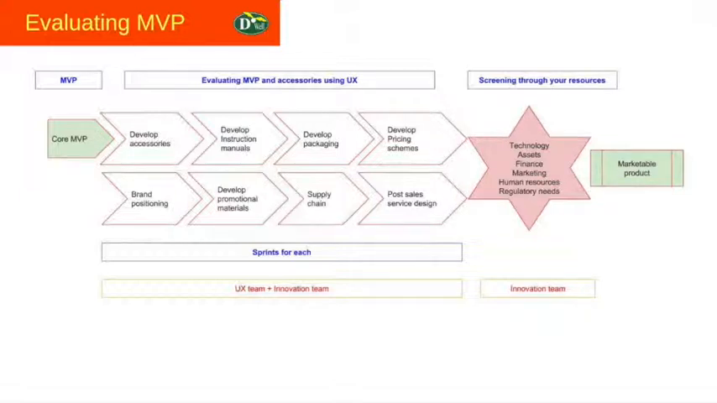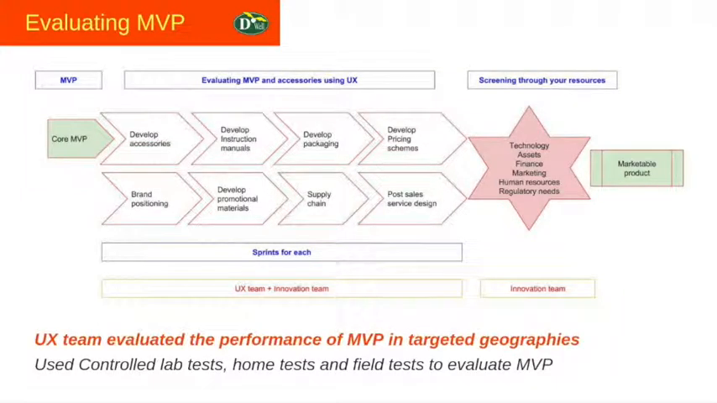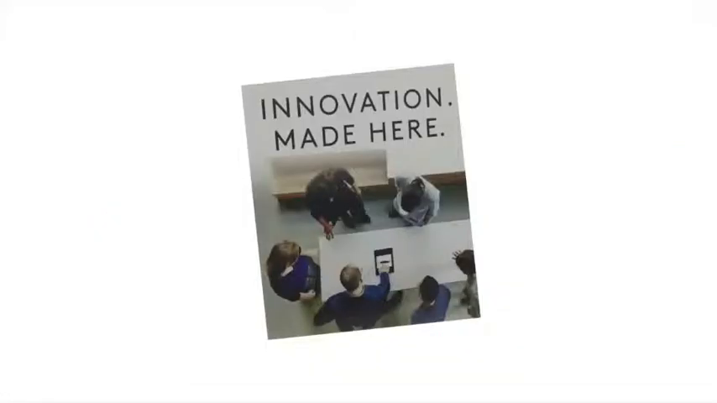the things connected to marketing will also be included at this stage. The UX team and the innovation team together will do the sprints, and the innovation team will again go through the resources of the client. The UX team evaluates the performance of the MVP, then controlled lab tests, home tests and field tests are done to evaluate the MVP. Then launch the product. The entire process took around 5 months to develop this app, then launch.